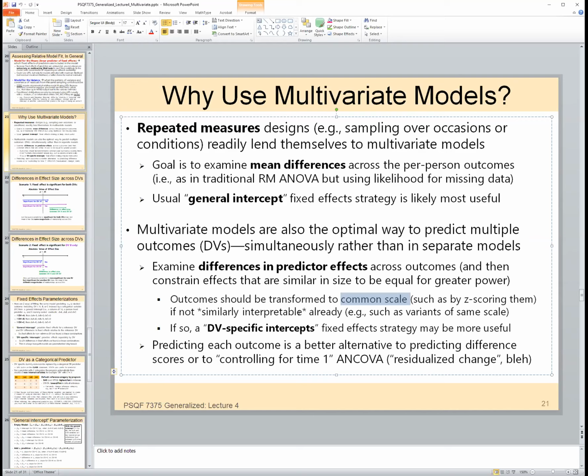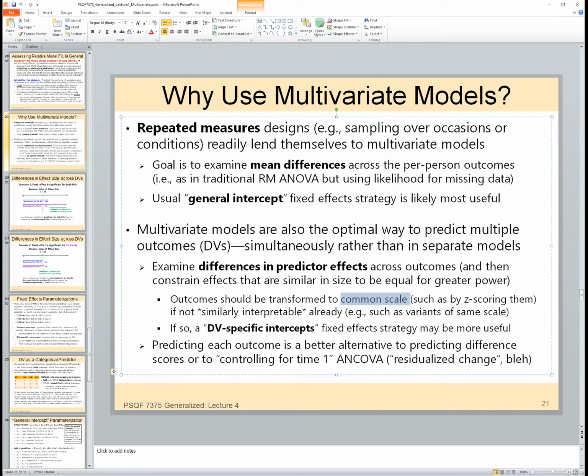In such situations, it can be convenient to leave them in that original metric because the scales themselves have ready meaning. But if it's something to where they're not on the same scale or it's questionable, it would be probably more advantageous to z-score them or otherwise transform them to the same metric. That way you're not comparing apples to oranges. So it's kind of a gray area as to whether that's necessary, but it's certainly necessary if you have outcomes that are on completely different scales.